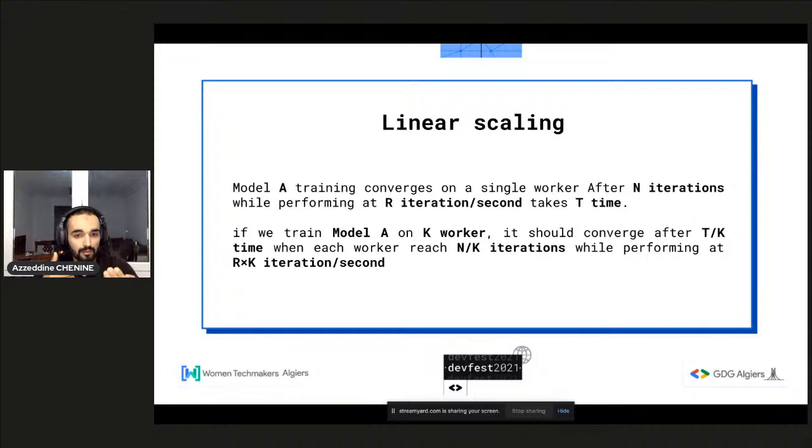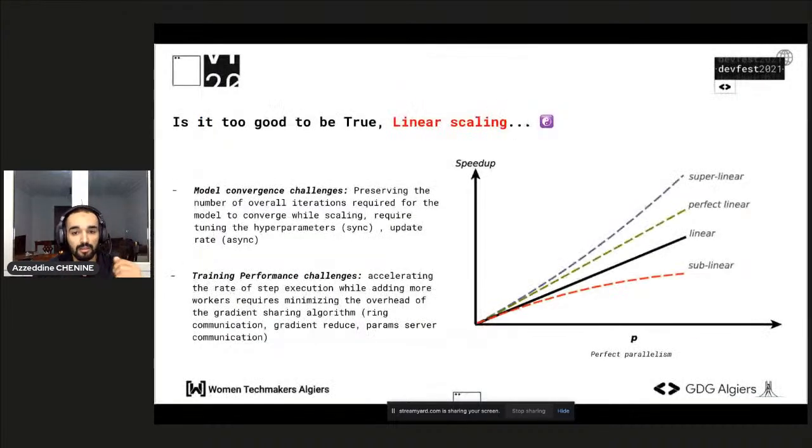You will have a higher throughput. So you have r multiplied by k iterations per second, because we are doing k iterations in parallel at a time. And also on each individual worker, you will need n per k iterations so you can converge. This is what we mean by linear scaling. And it's really visible on the right chart. So what you are basically saying is that when you scale your infrastructure, the speedup should match the scaling.